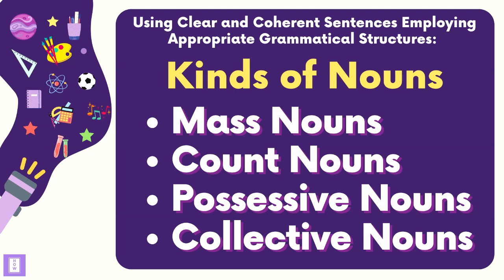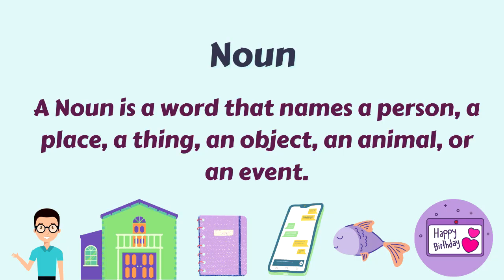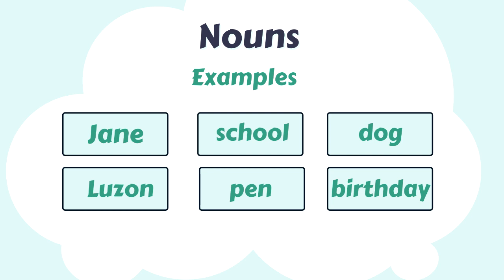Before we talk about mass nouns and count nouns, do you remember what a noun is? A noun is a word that names a person, a place, a thing, an object, an animal, or an event. Example: Jane, Luzon, school, pen, dog, and birthday.